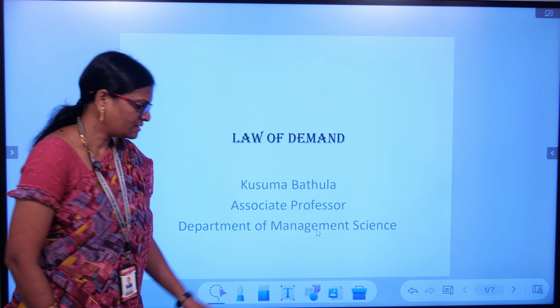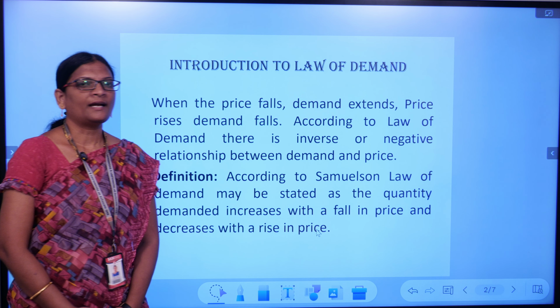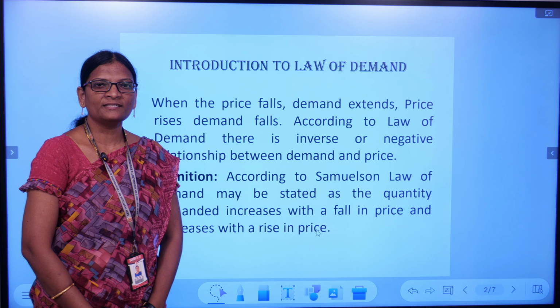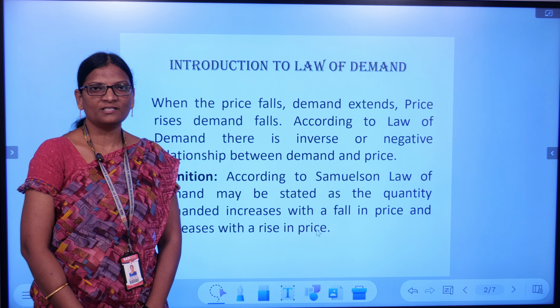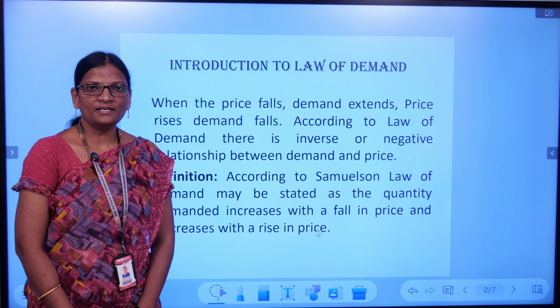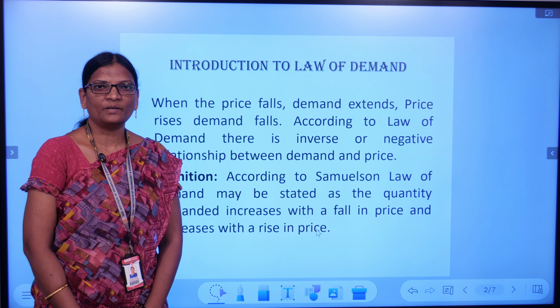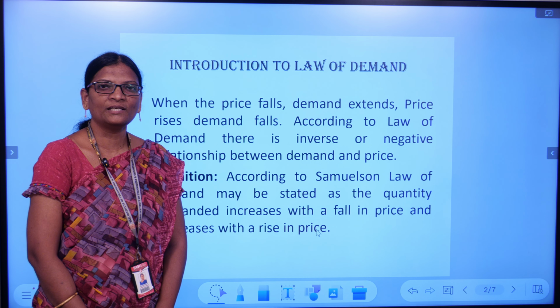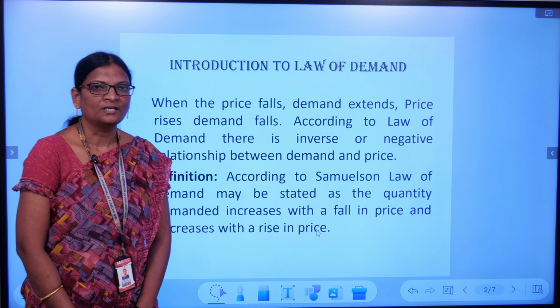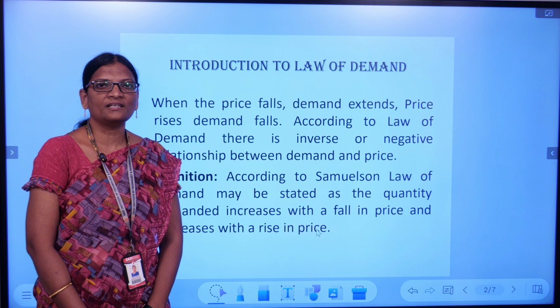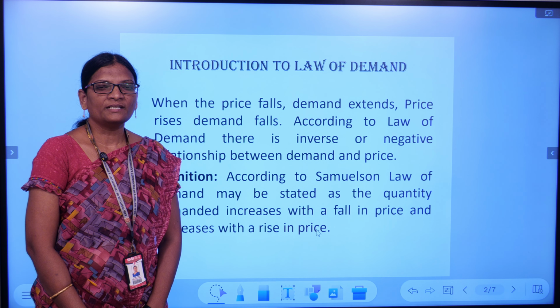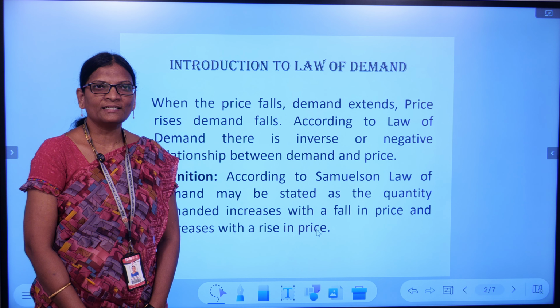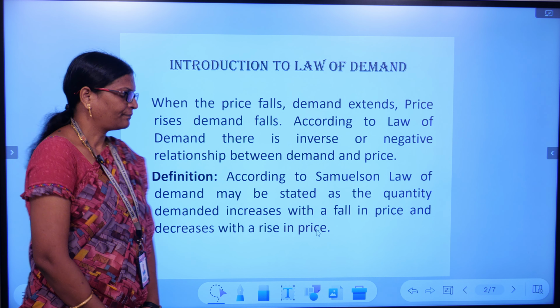So, law of demand means, as I said earlier, demand and price have a negative relationship or inverse relationship. That means when price increases, demand decreases. When price reduces, demand will increase. So this relationship is called negative relationship or inverse relationship. So the law states that when price increases, demand will decrease. When price reduces, demand will increase. So that is called law of demand.